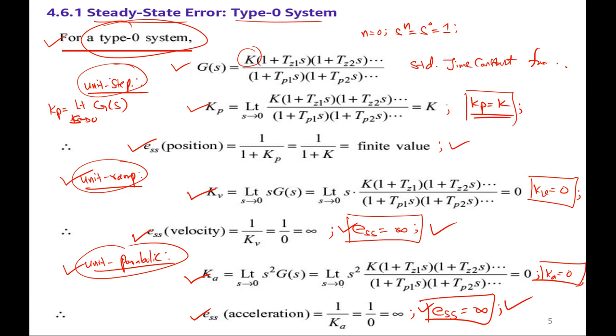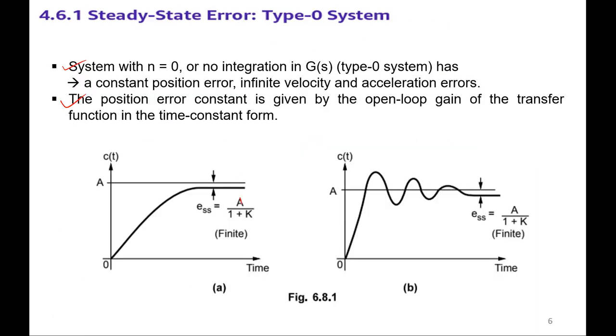Suppose for type 0 system, if the input is unit step, I am getting the steady state error as a finite value, 1 divided by 1 plus k. Suppose it is a first order system, it will slowly rise and try to reach the steady state value, but there is a difference between the actual output and the desired output. This is nothing but our steady state error, and it is 1 divided by 1 plus k.